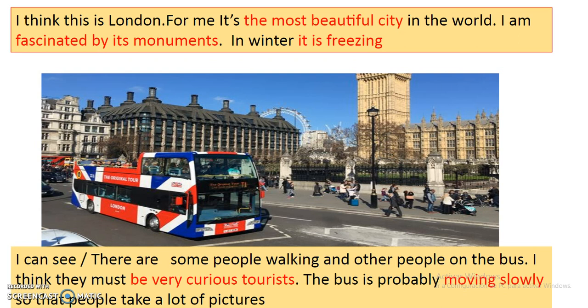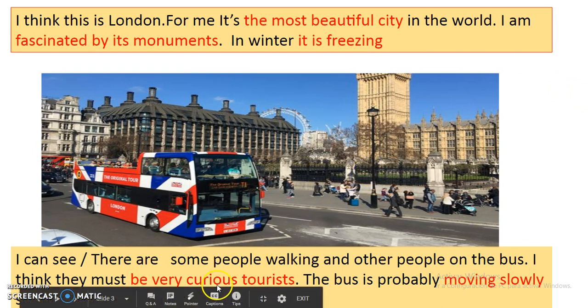I can see some people walking, or there are some people walking and other people on the bus. I think they must be very curious tourists. The bus is probably moving slowly so that people take a lot of pictures. Yeah, so as you can see, in red you have the language seen in class. It's new language according to the level. Here we have adjectives. Here we have adverbs.